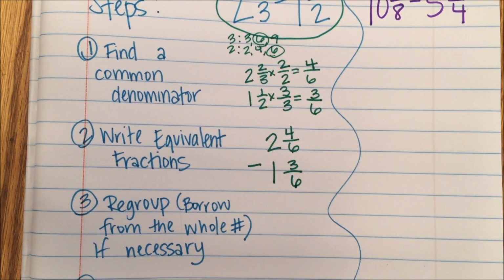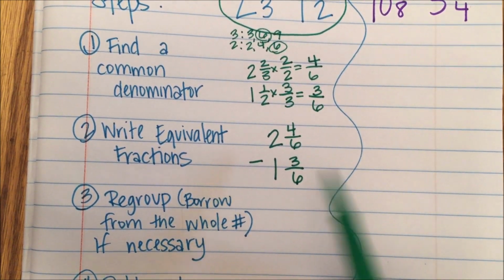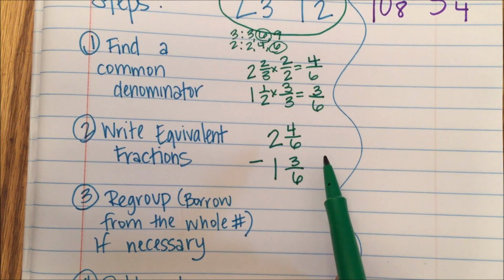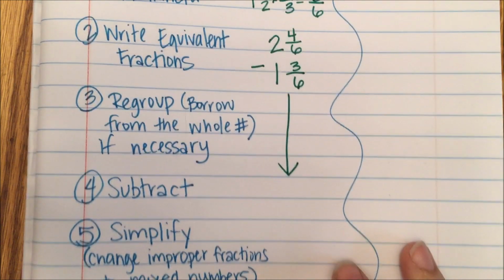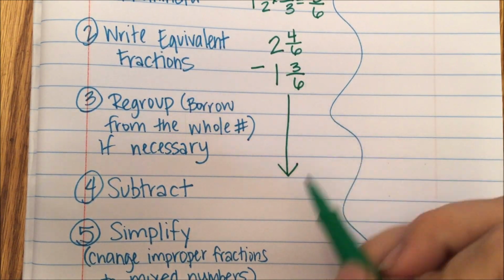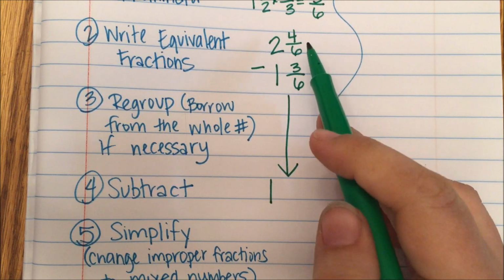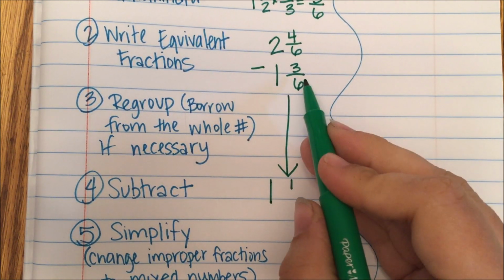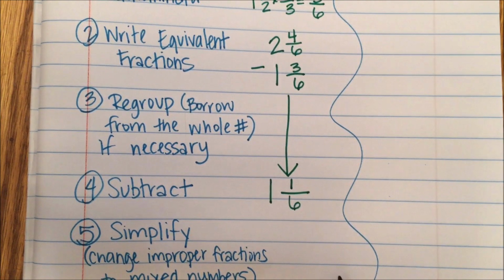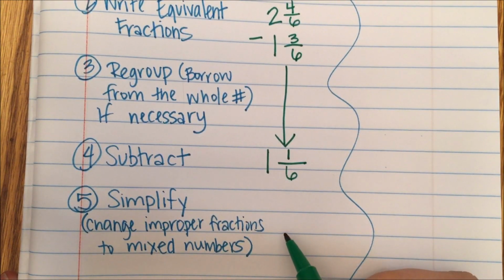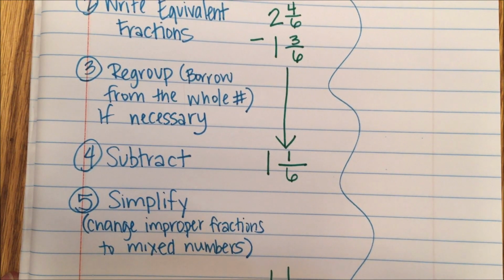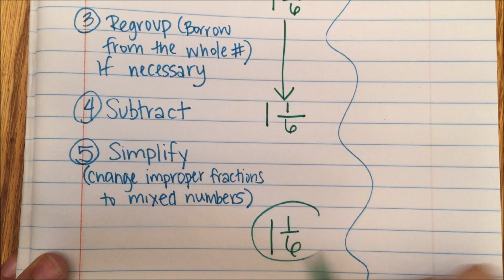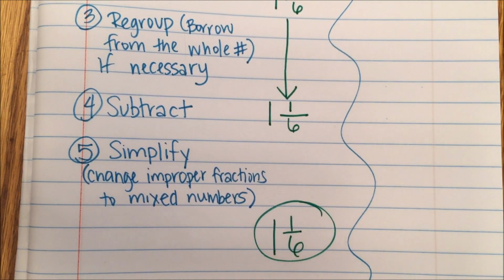Okay. Our next step is to regroup, but we can subtract here, so we don't have to. We're just going to go ahead and subtract, so we're going to skip that step. And we're going to subtract. So we've got 2 minus 1 is 1, and 4 minus 3 is 1. Our denominator stays the same. So that's 1 1/6. And we can't simplify 1 1/6 any further, so our final answer is 1 1/6. Okay, that one was pretty easy. Let's look at the next example.